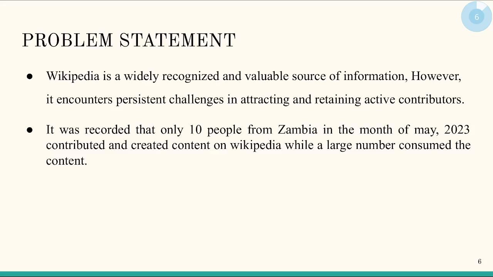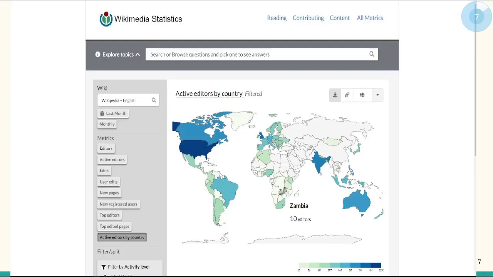The problem statement. It was recorded that only 10 people from Zambia in the month of May 2023 contributed and created content on Wikipedia, while a large number consumed the content. This is a visual representation of the 10 editors that edited content in May 2023.